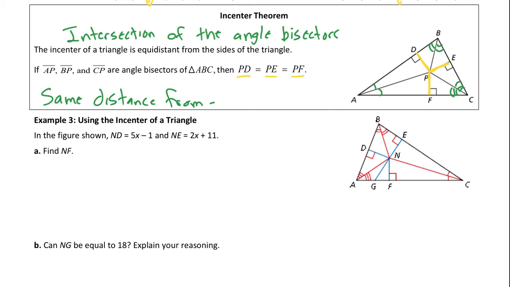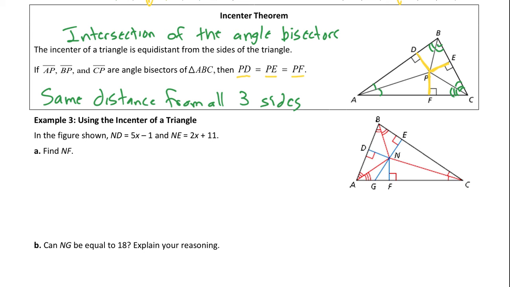from all 3 sides. So the main distinction: the circumcenter is formed by the perpendicular bisectors. It is the same distance from all 3 vertices. The in-center is formed by the angle bisectors of the triangle. It is the same distance from all 3 sides.